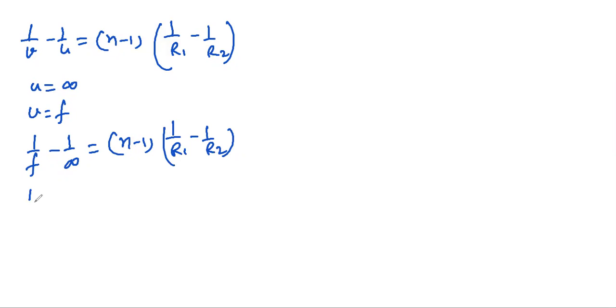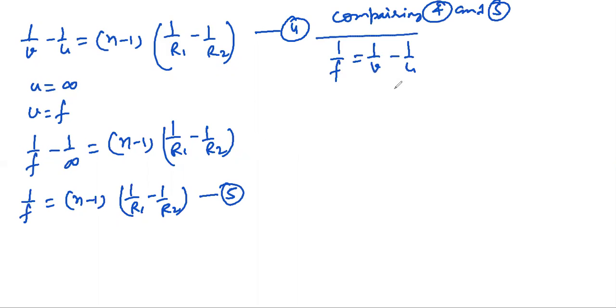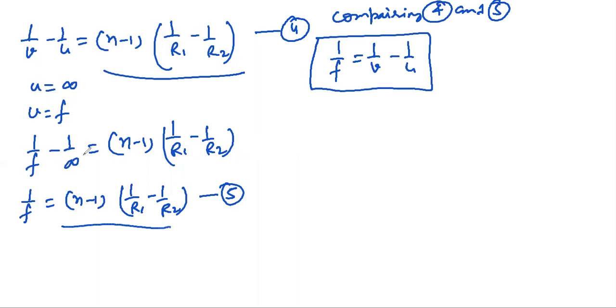So it will become 1 by f is equal to n minus 1, 1 upon r1 minus 1 upon r2. Now compare it with this. You can write here 4, you can write here 5. Comparing 4 and 5, what you'll get: 1 by f is equal to 1 by v minus 1 by u. Right hand side, both are the same, so compare the left hand side. This is called your Gaussian form of the lens equation.